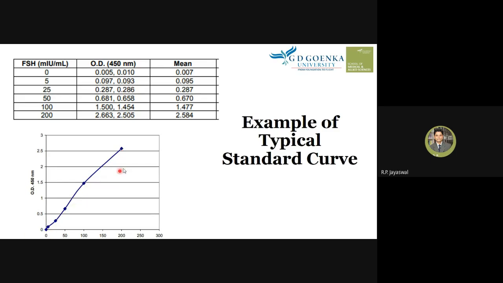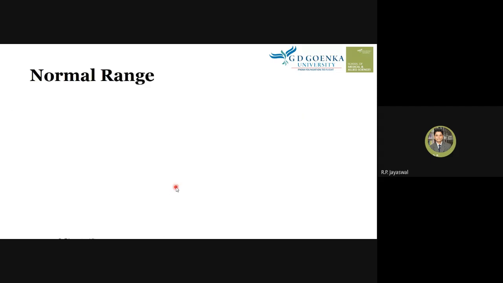This is the linear curve graph we have got, and from here we can find out the concentration of an unknown. Let's say the OD of the unknown is 1. We put the point here, and with the help of a scale we draw a line, cutting the curve, and from there we make another line down to find the value of the unknown sample. Approximately between 50 and 100, the value becomes around 75. So the unknown sample value is 75 micro international units per ml. This is how we can do it.